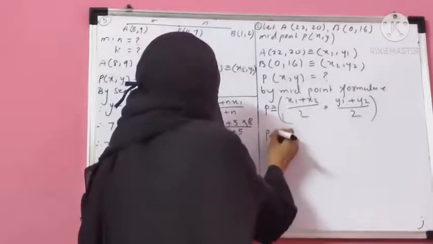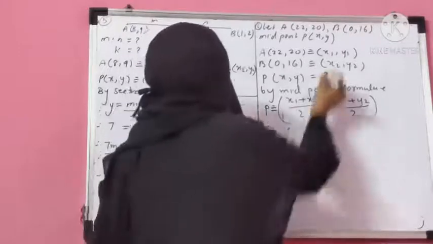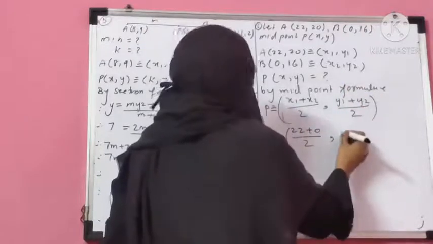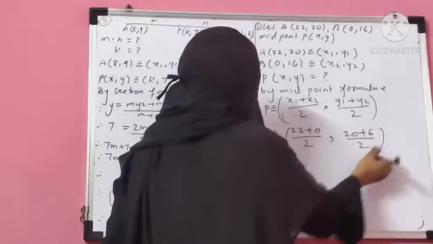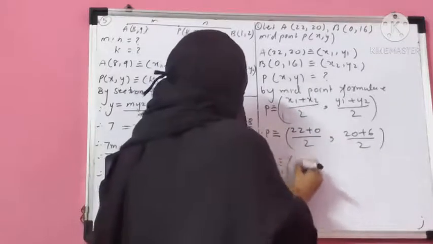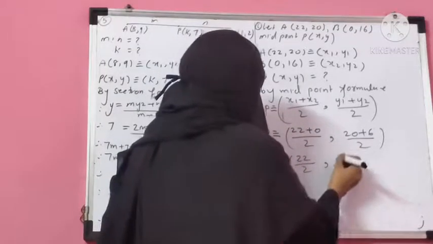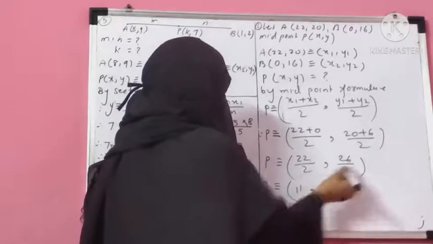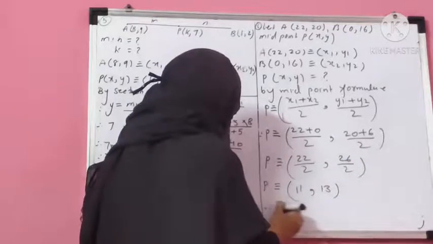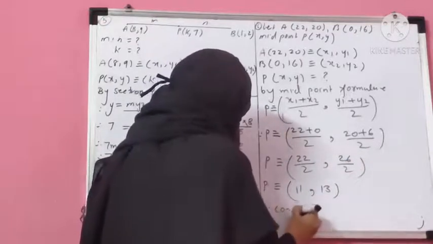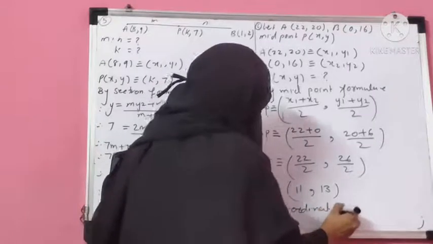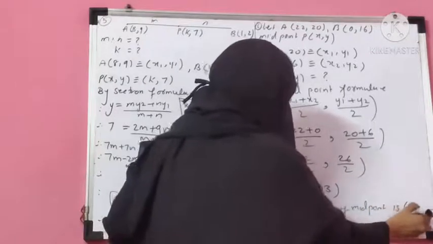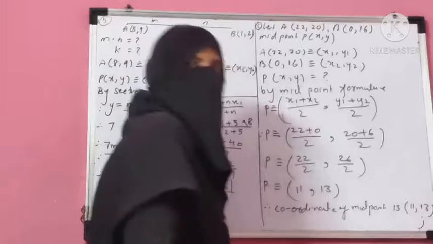Now substitute the values. Here we have to find the coordinate of point P. x1 is 22 plus 0 divided by 2. y1 is 20 plus 6 divided by 2. So it's 22 divided by 2, comma, 26 divided by 2. So the coordinate of point P is 11, comma 13. Therefore the coordinate of the midpoint is 11, comma 13. Okay, get it?